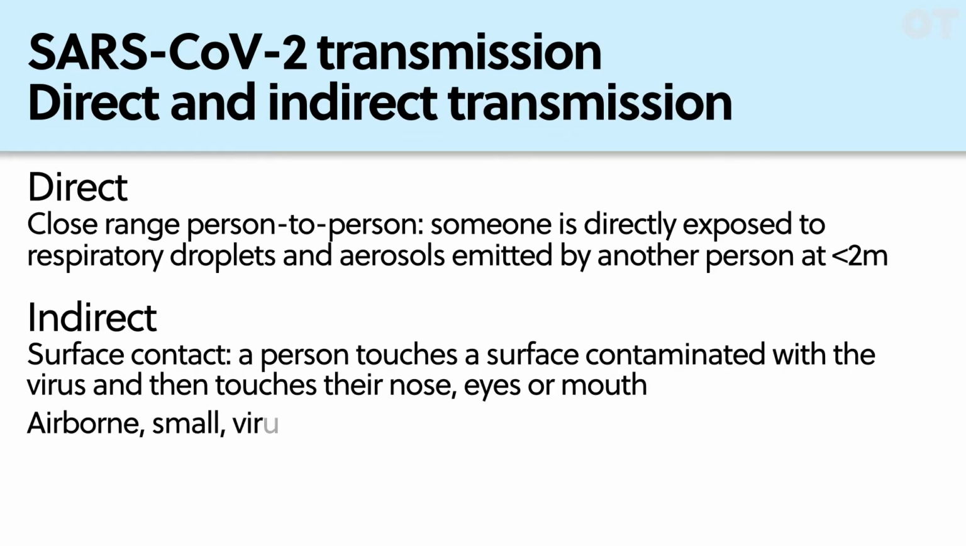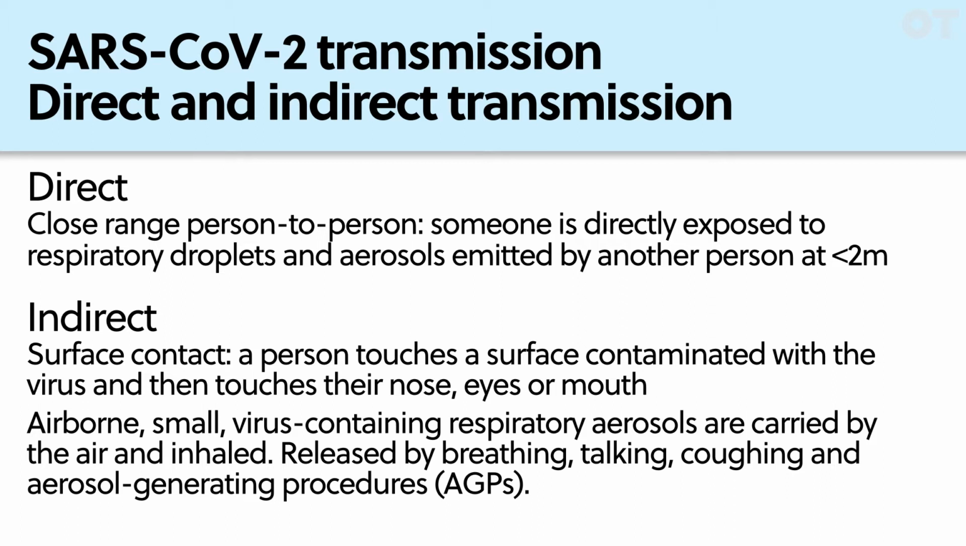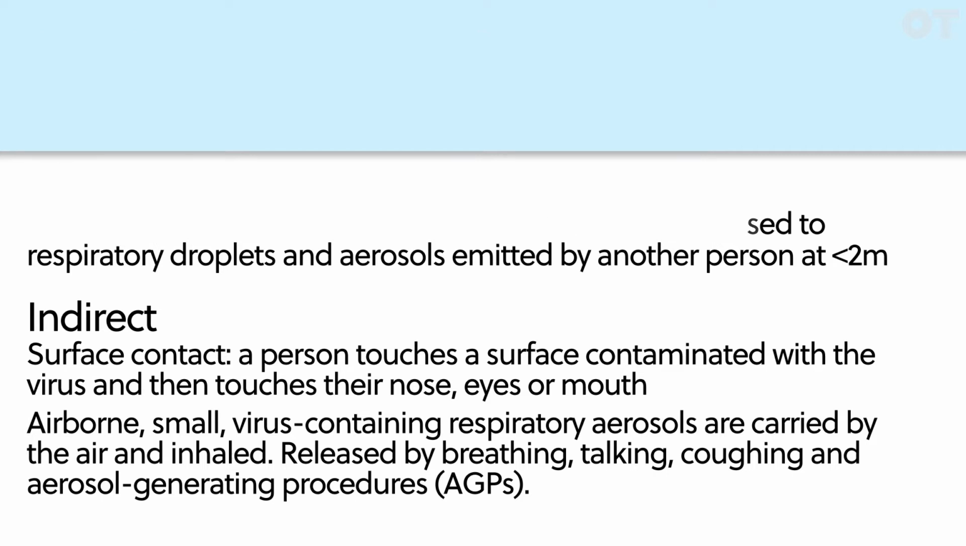SARS-CoV-2 transmission broadly splits into two types: direct and indirect. Direct is that close-range transmission from person to person where someone is directly exposed to the respiratory droplets and aerosols, and that's what's classed as within the 2 metre zone. For indirect, we're talking where there is a contaminated surface and someone touches it and then infects themselves by touching their eyes, their nose, their mouth, or where there is the airborne aerosol that can be released by breathing, by talking, coughing, as well as by aerosol generating procedures, which thankfully are very rarely conducted in optometric practice, but are in their own right a risk.